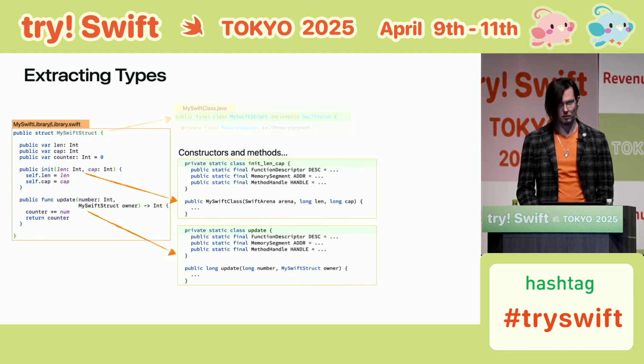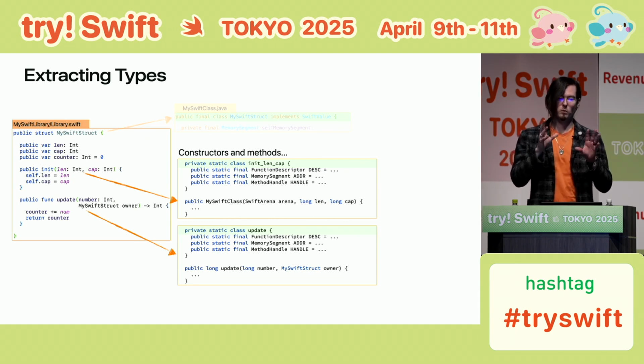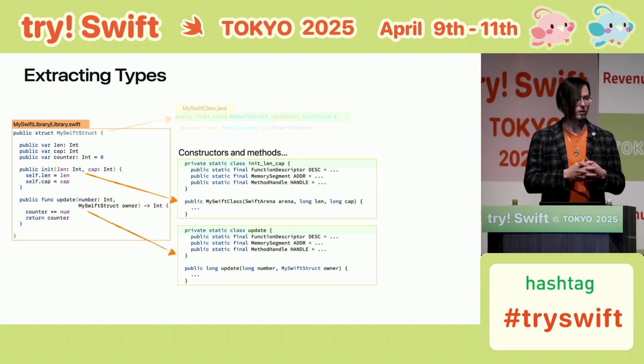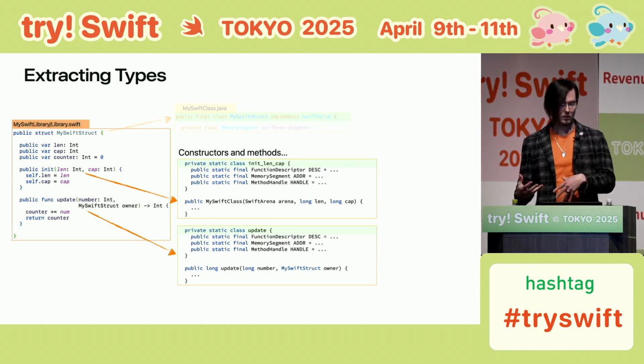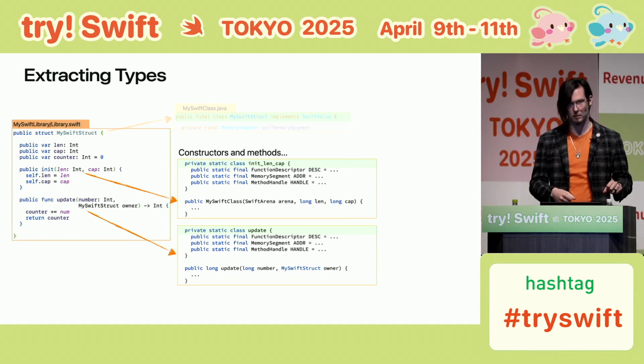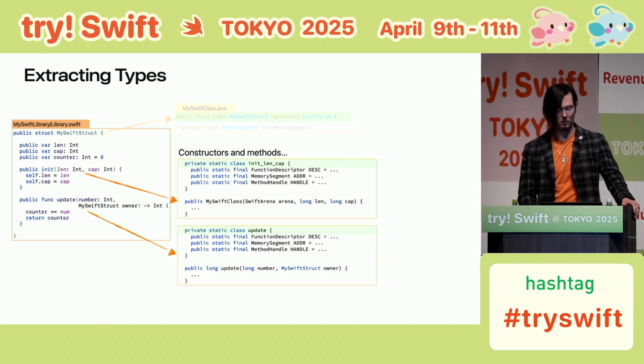Methods and initializers get imported the same way. They mirror the signatures you have on the Swift side with small modifications to the types, right? So an Int on the Swift side becomes a long on the Java side, yes. Because Int is 64-bit, depending on platform, in this case it's a long. Okay.